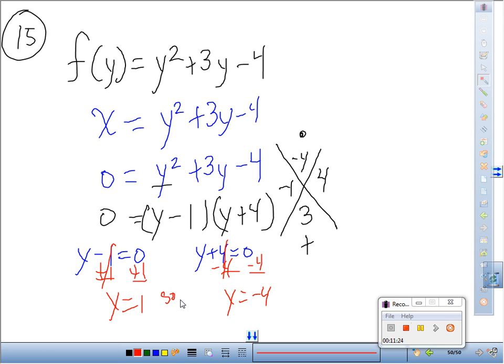And what are these called? My solutions. X-intercepts, zeros, roots.